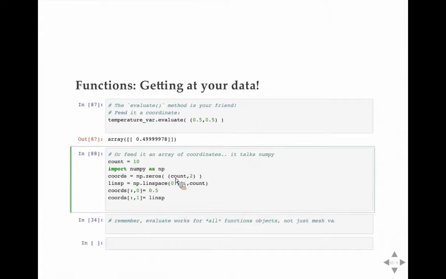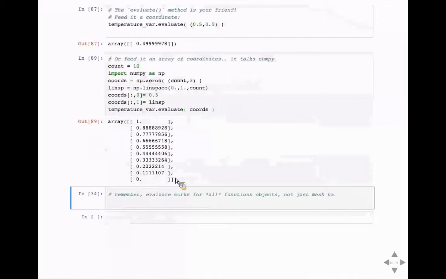Right, so if that all worked, we should now be able to just do a temperature variable dot evaluate, and we pass in that entire array here, and there we go. In this case, it's gone ahead and done the interpolation at all those points and returned the values again as a NumPy array.